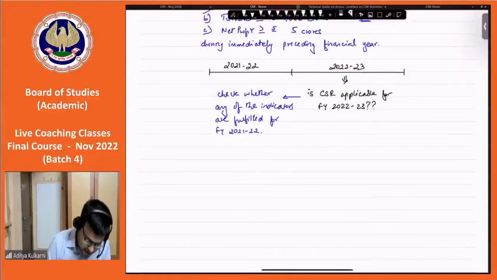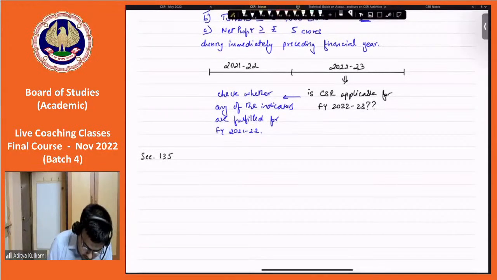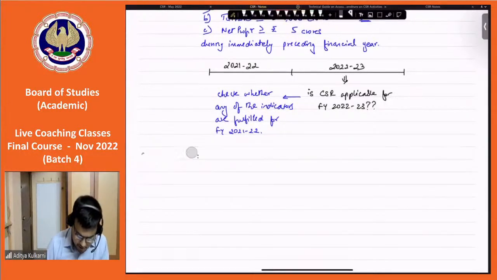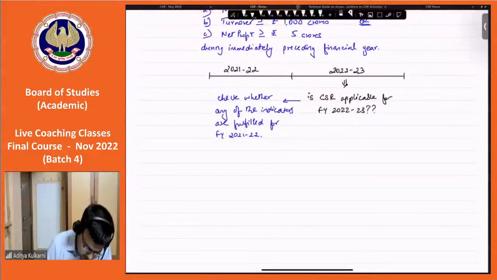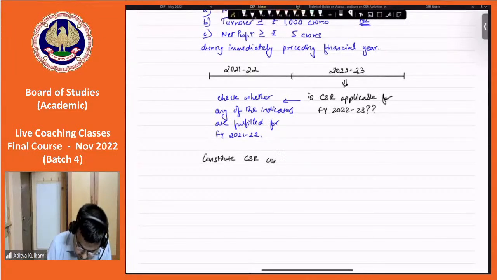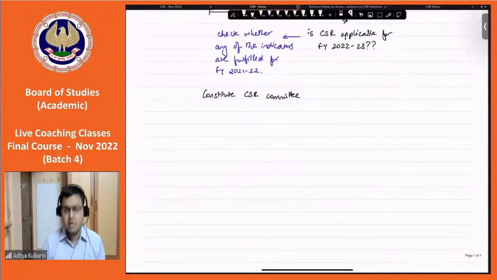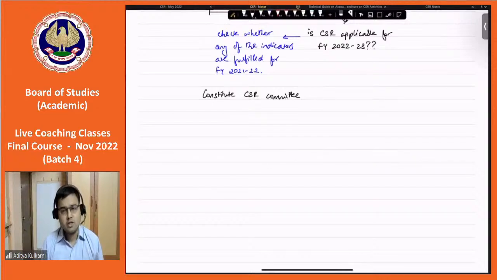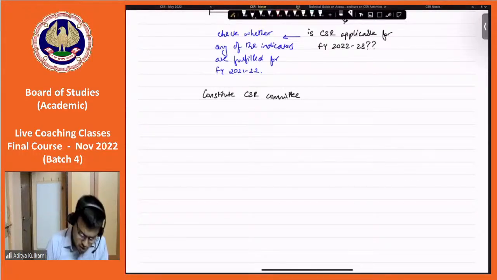We then move on to section 135 subsection 2. What are you going to do? Sir, my company has fulfilled the indicators prescribed in 135 subsection 1. If it has fulfilled, then you will have to constitute a CSR committee. This is 135(1) only, constitute CSR committee. And when you constitute the CSR committee, what will be the composition of the CSR committee?